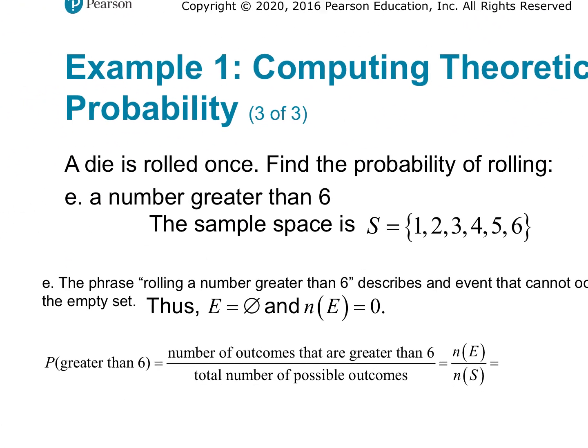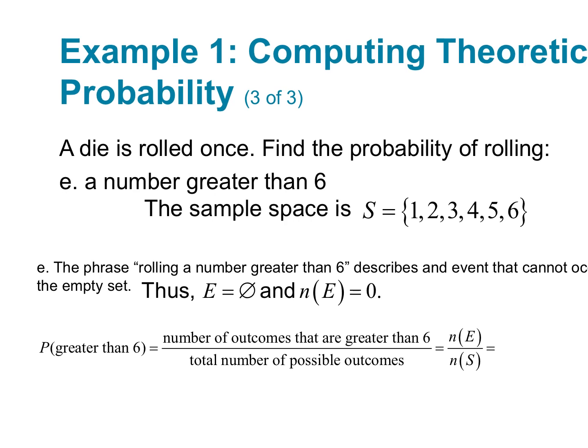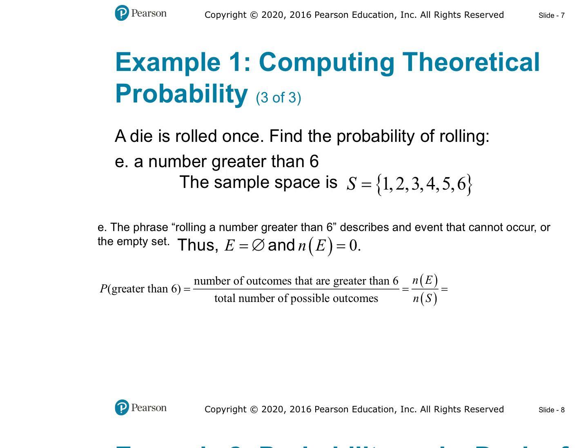All right, another example. A die is rolled once. Find the probability of rolling a number greater than 6. So still our sample space is 1 through 6. The phrase rolling a number greater than 6 describes an event that cannot occur, or an empty set. Thus, E is an empty set, and n(E) is 0. So you'd have 0 over 6, which is 0.